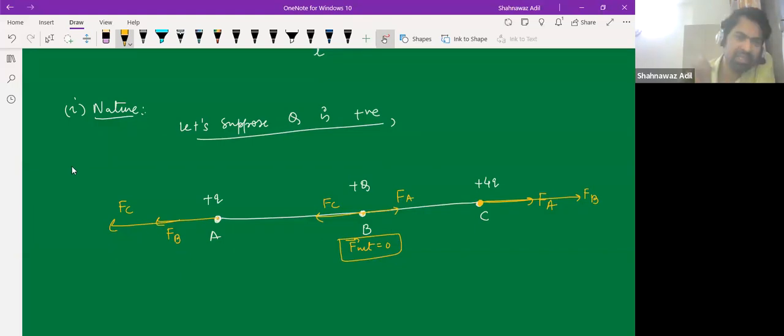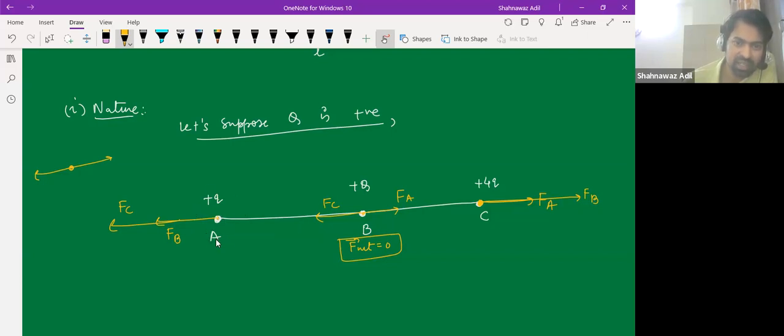Both are acting in the same direction, both are repelling this one. So it's not balancing each other. Yeah, both are repelling, which means that it is not being balanced, right?